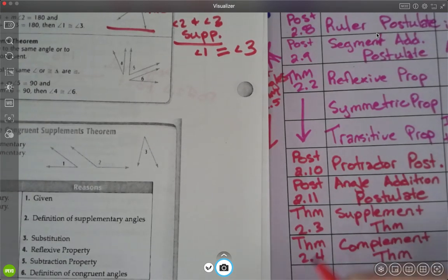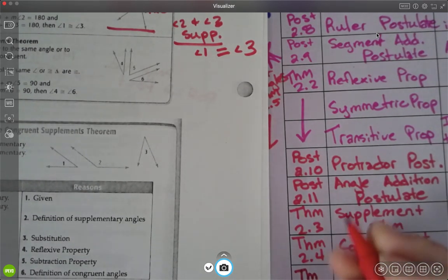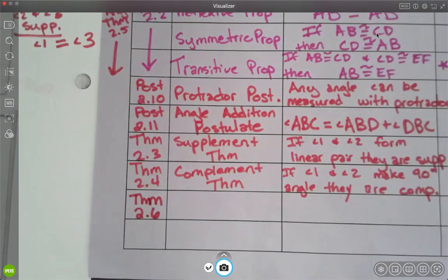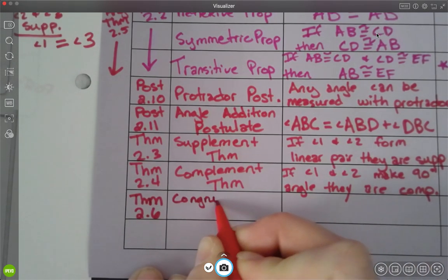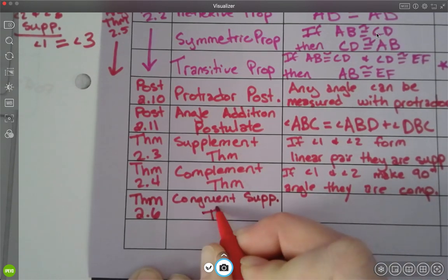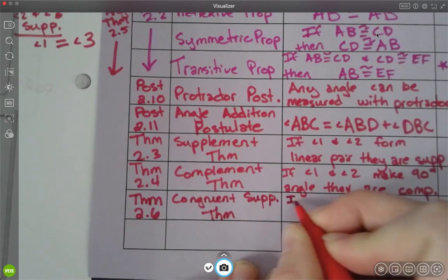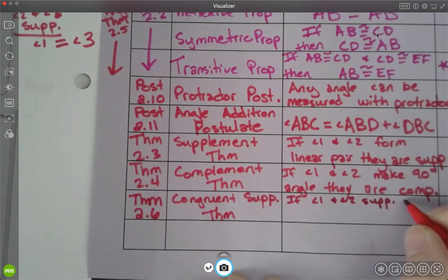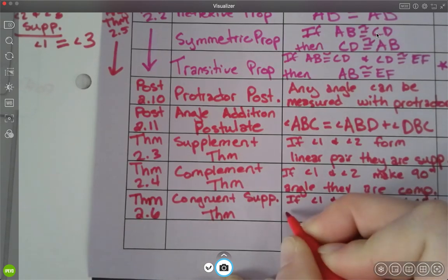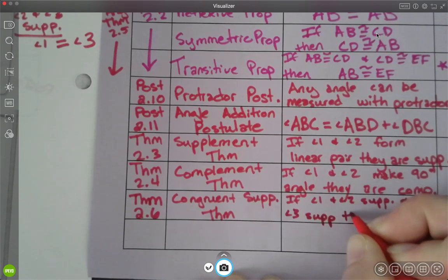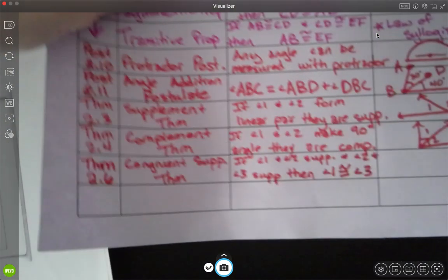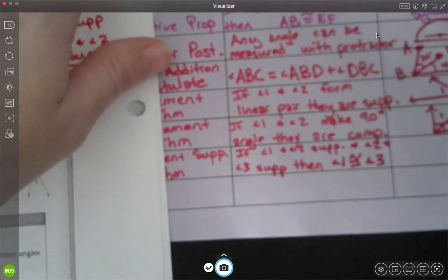So this has a name. This is theorem 2.6. I'm running out of space on my paper. Theorem 2.6, and I'm going to call it the congruent supplement theorem. I'm going to say if angle 1 and angle 2 are supplementary, and angle 2 and angle 3 are supplementary, then angle 1 is congruent to angle 3. If 1 and 2 are supplementary and 2 and 3 are supplementary, then 1 and 3 are the same. Not supplementary, but they are the same.